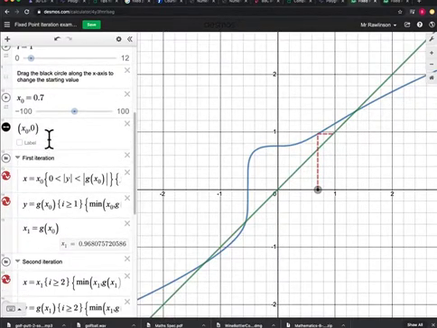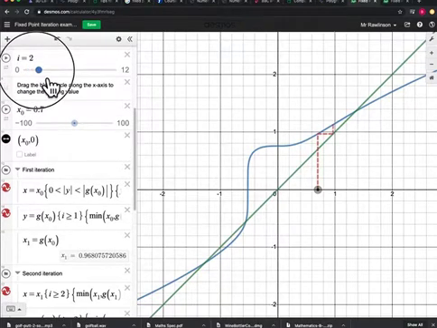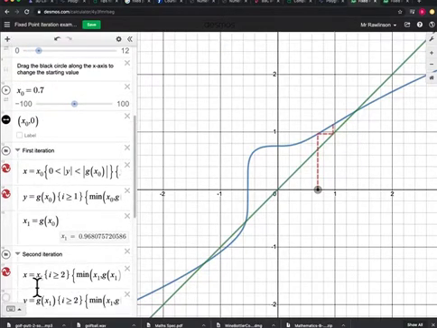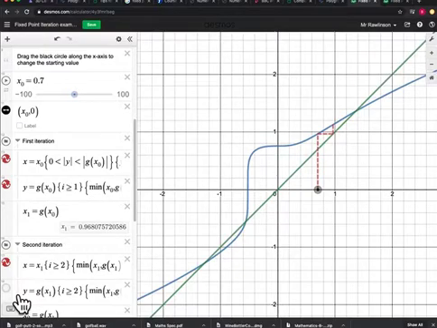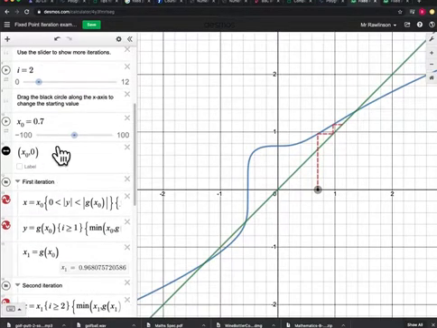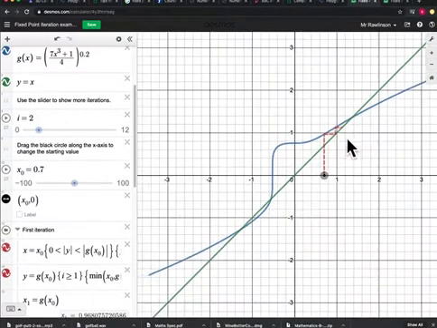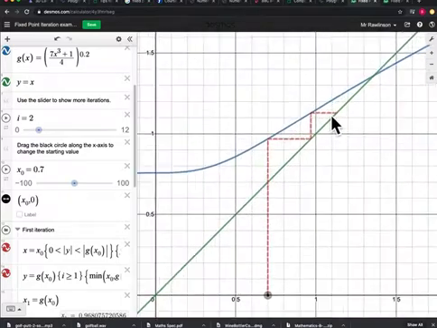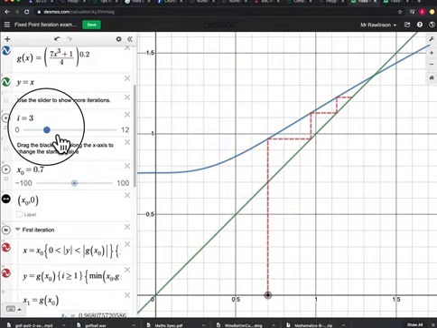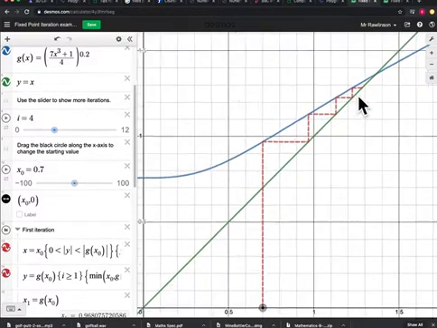So we'll look at that with the second iteration. Slide that along to it. So we're going up to g of x, and then along to y equals x. And we just keep repeating that process. So that's our new x number, that's x2. And then we plug that into g of x, and then we go across to y equals x to get the new x value, x3. Okay, so I just keep sliding the slider along and it will keep doing that on the graph for me.